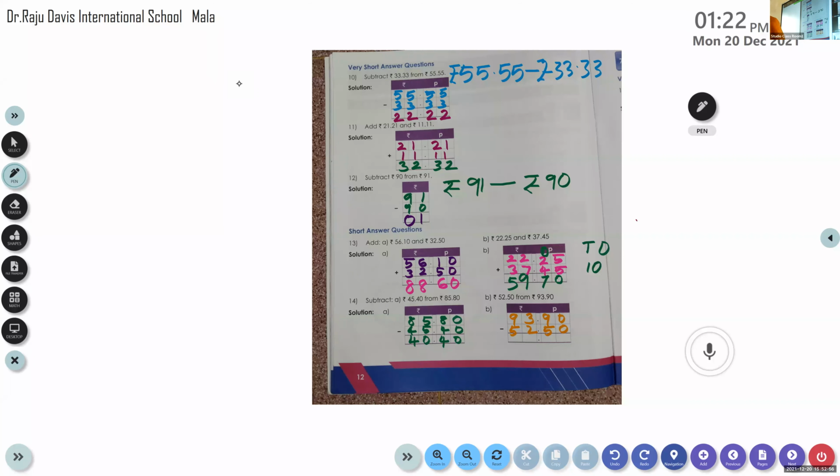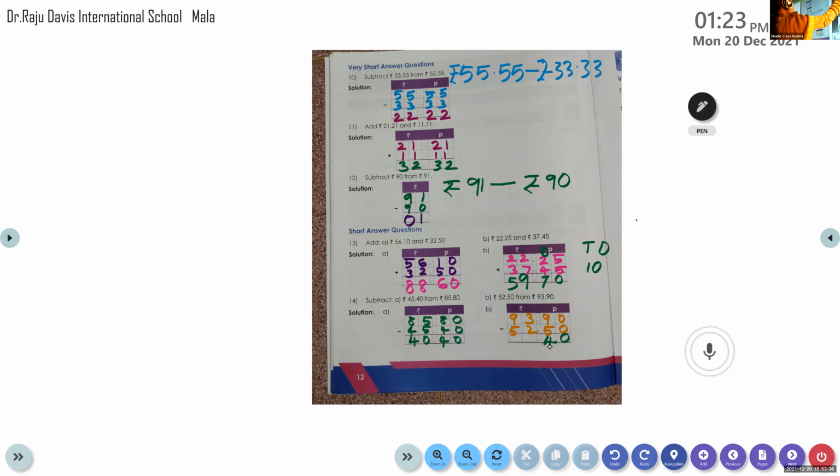Have you got the answer? Paise, we have 0 minus 0. What is 0 minus 0? 0. 9 minus 5. What is the answer? 9 minus 5. 5 can become 9. So after 5, 6, 7, 8, 9. So will come 4. Okay. Now rupees 3 minus 2.